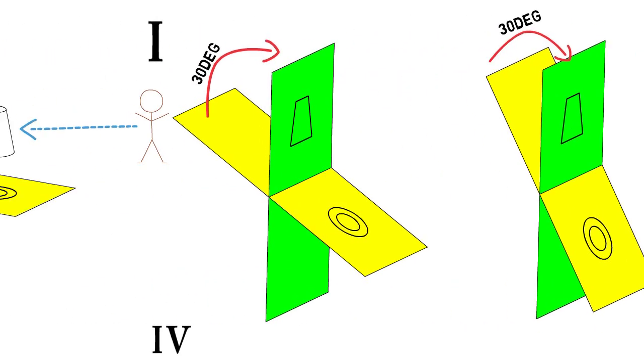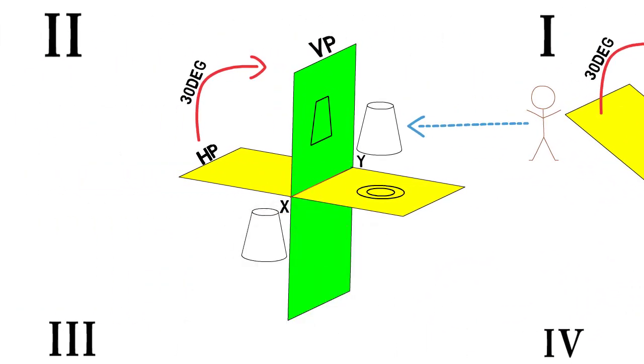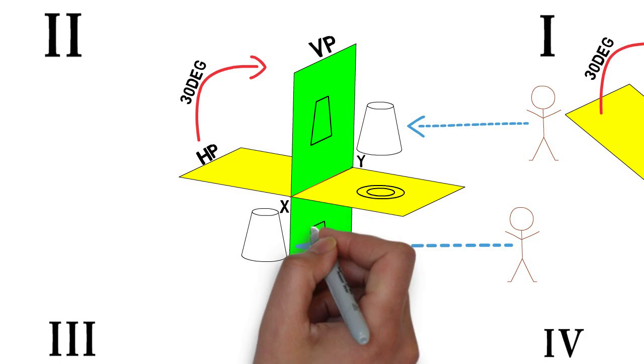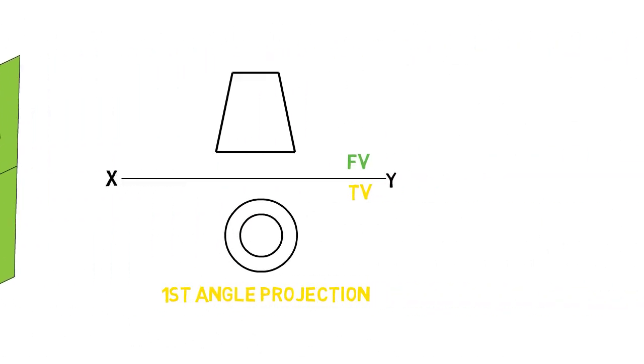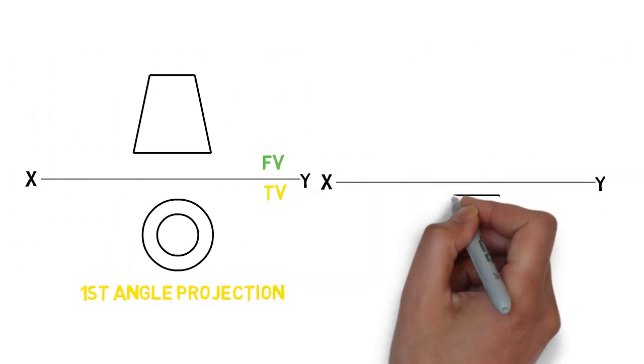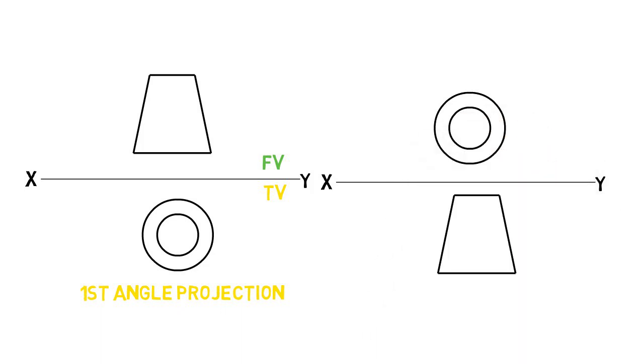Similarly, in third angle of projection, the object will be here, the observer is here, and these are the views. Again, if we rotate this horizontal plane by 90 degrees, these views will come on paper like this: XY line, front view and top view.